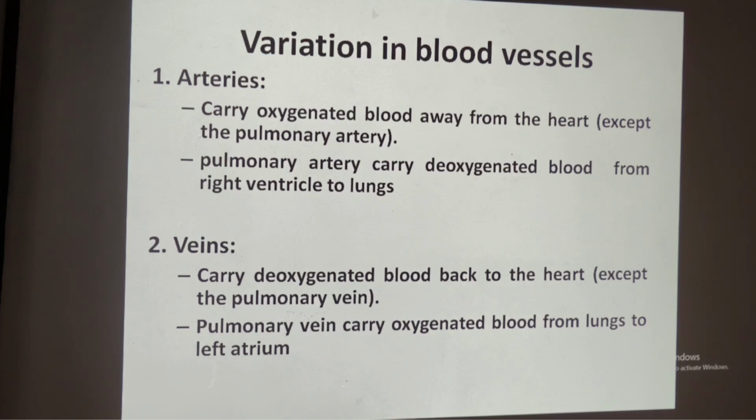Variations in blood vessels, in the sense, functional variations. Arteries, which we already discussed, carry oxygenated blood away from the heart, except the pulmonary artery. Yes, the pulmonary artery carries deoxygenated blood from the right ventricle to the lungs. And veins carry deoxygenated blood back to the heart, except the pulmonary vein. Yes, the pulmonary vein carries oxygenated blood from the lungs to the left atrium. I think you could have understood.